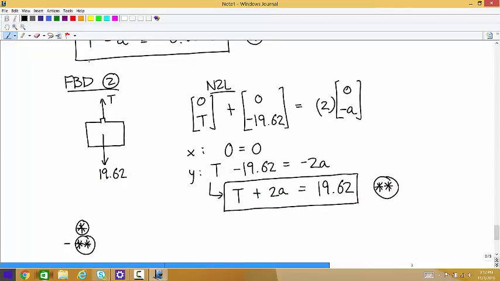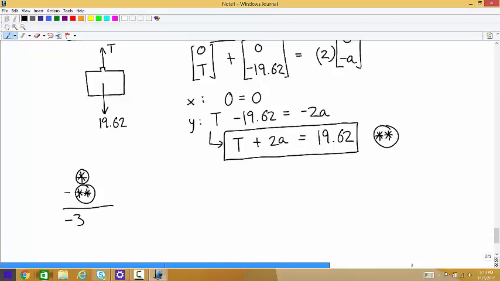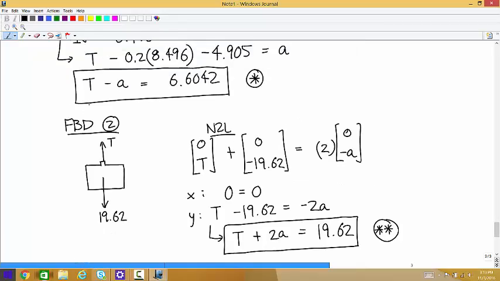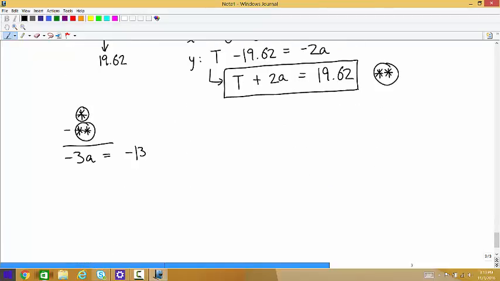So if we take this minus this, we have T minus T, no T's left. And then minus A minus 2A. So minus 3A is equal to 6.6042 minus 19.62. Can someone subtract that? Oh, I can do that. That's negative 13.02. And so A is 13.02 divided by 3. What's that? Positive because both sides are negative. So 4.34.